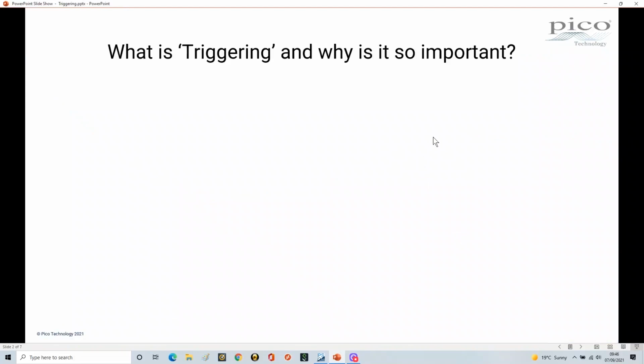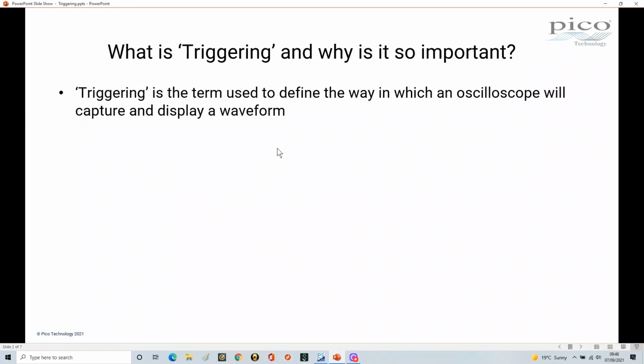So what is triggering and why is it so important? Triggering is the term used to define the way in which an oscilloscope will capture and display a waveform. Normally, an oscilloscope with no triggering at all is just scanning and displaying the signal, and we will see that in detail shortly. But sometimes you actually want to lock a signal so that you can see it in more detail. And this is where triggering comes in.